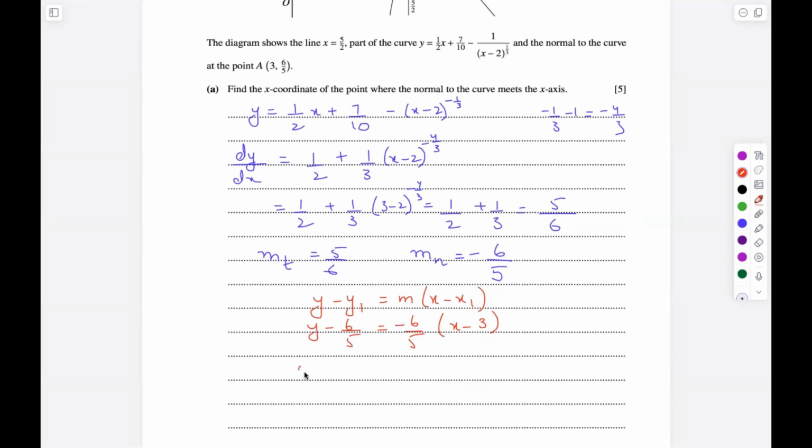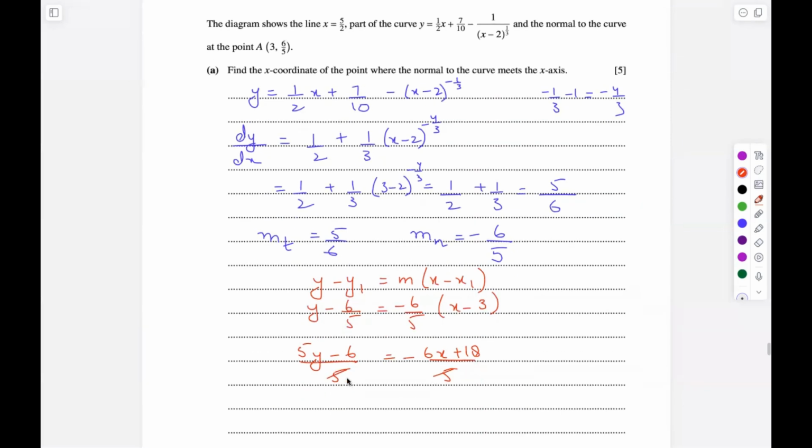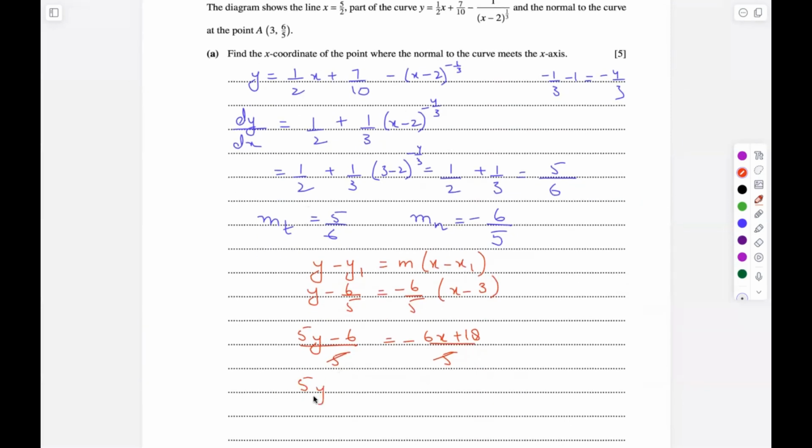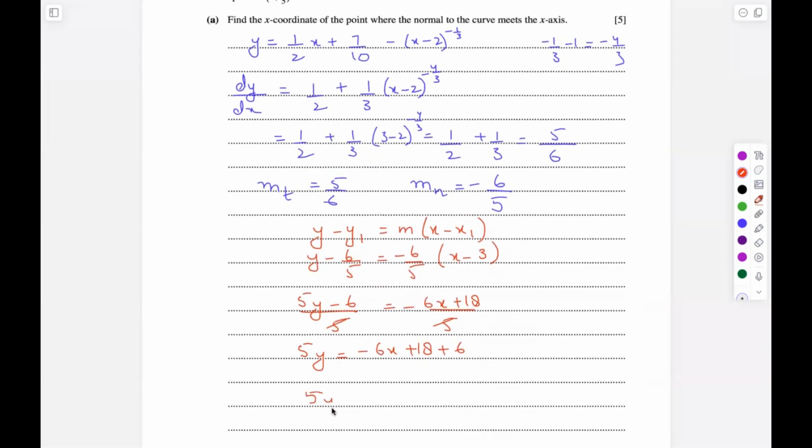So taking the LCM, this will become 5y minus 6 upon 5 equals to minus 6x plus 18 upon 5. The 5 and 5 will cancel on both the sides. So the final equation will be 5y equals to minus 6x plus 18 plus 6. So this will be 5y equals to minus 6x plus 24.